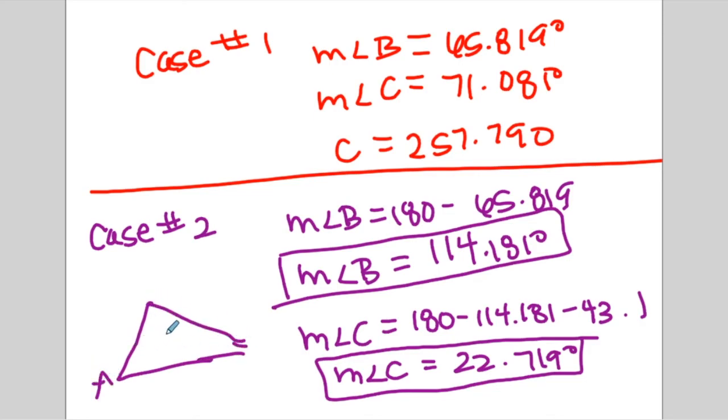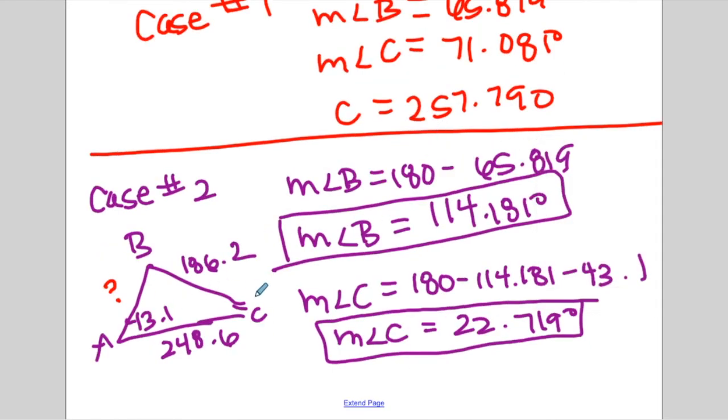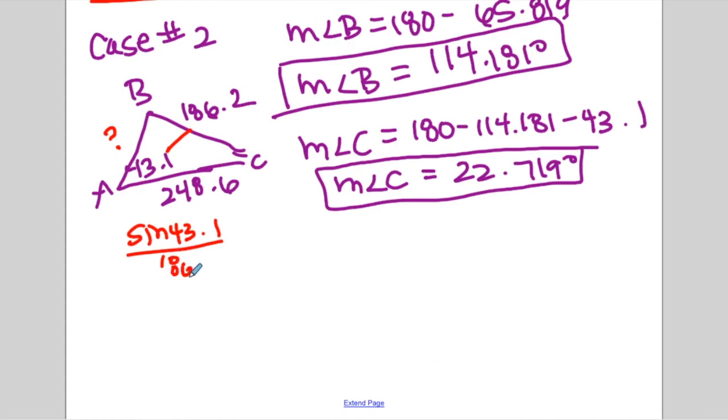And the only thing I still need to find is the side c, because we had A, B, C. We had that this was 43.1 and this was 186.2, and they gave us B was 248.6. So we just found B and we found C, and now this is the last thing. We need to find little c, the side of C. I'm going to set up law of sines. I'm going to use my side A again, so I would have sine of 43.1 over 186.2 is equal to sine of my angle C, which is 22.719, over little c, so I cross multiply.